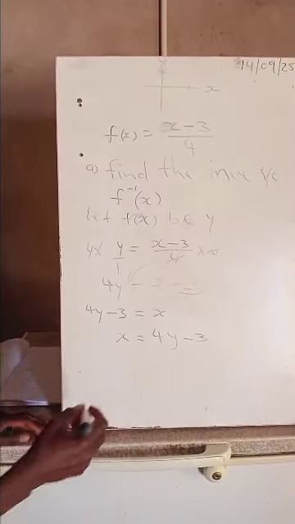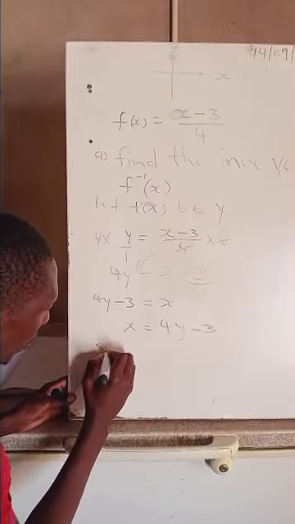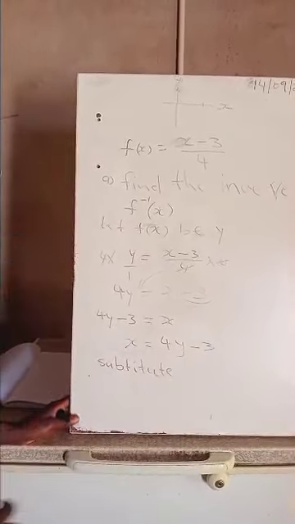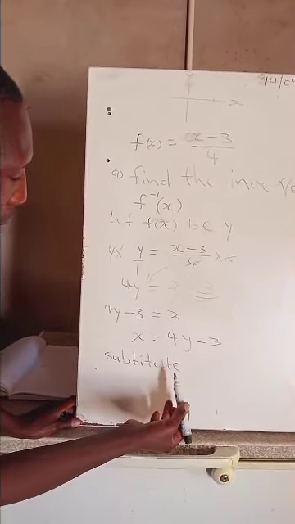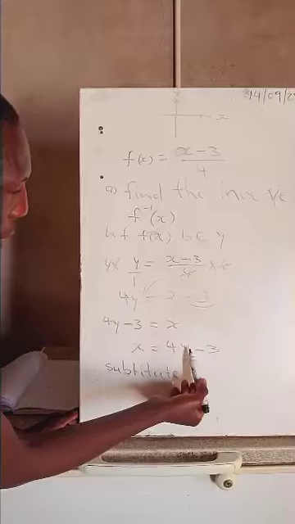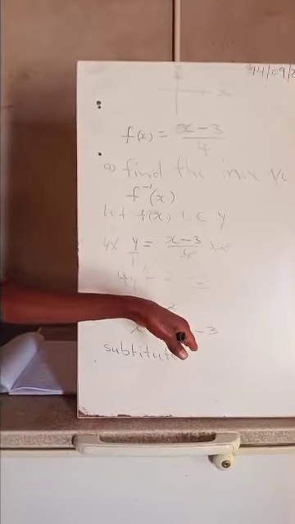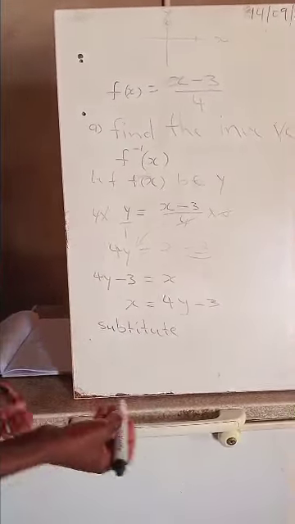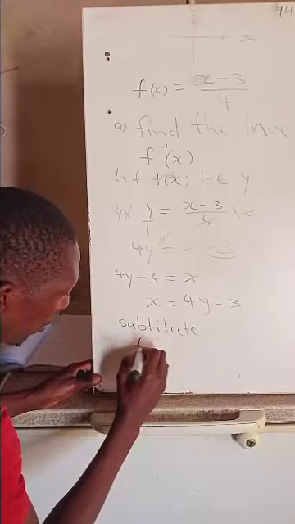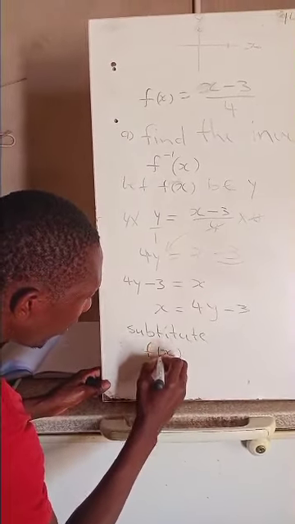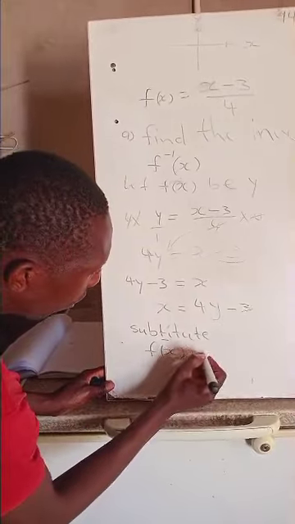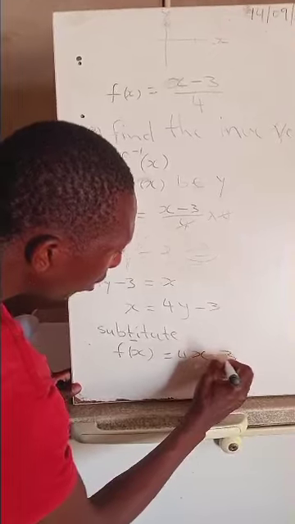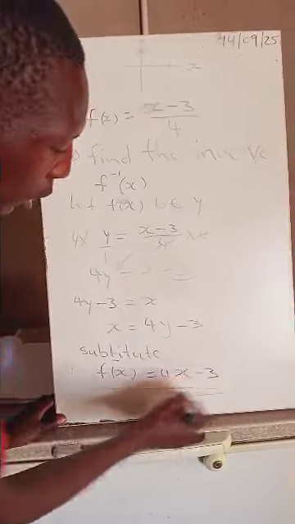Then now substitute the y, we have to replace the y with the x. Now whereby our f inverse of x, this is the inverse now, is equal to 4x plus 3. That's our equation.